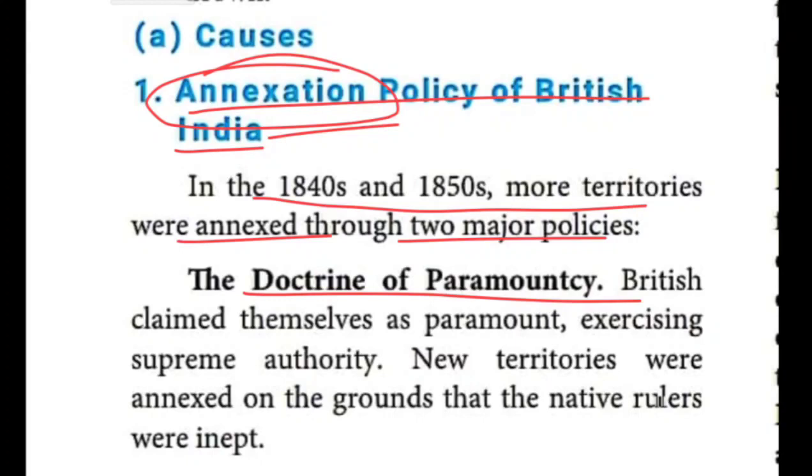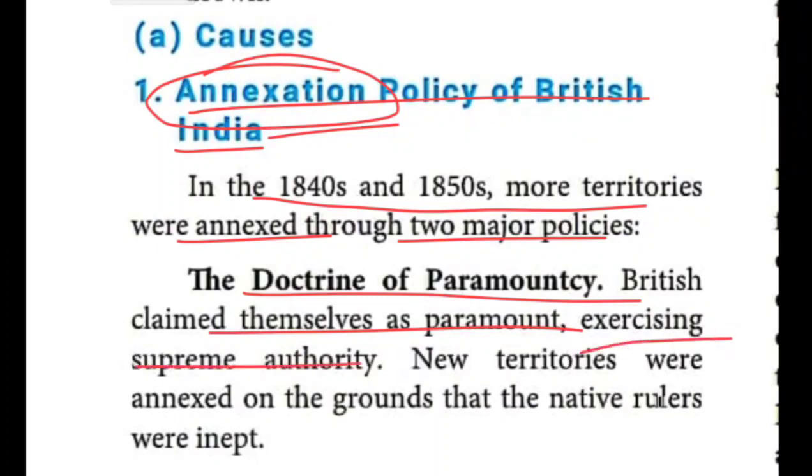Paramount, what is that meaning? Supreme power, or supreme authority. The English people considered themselves supreme. So the British people claimed themselves as paramount. Paramount means supreme power. Yes, they considered themselves all in all, now exercising supreme authority.